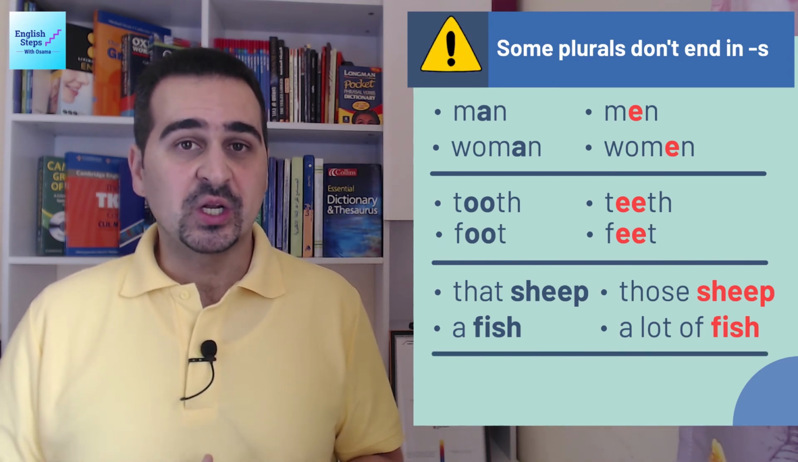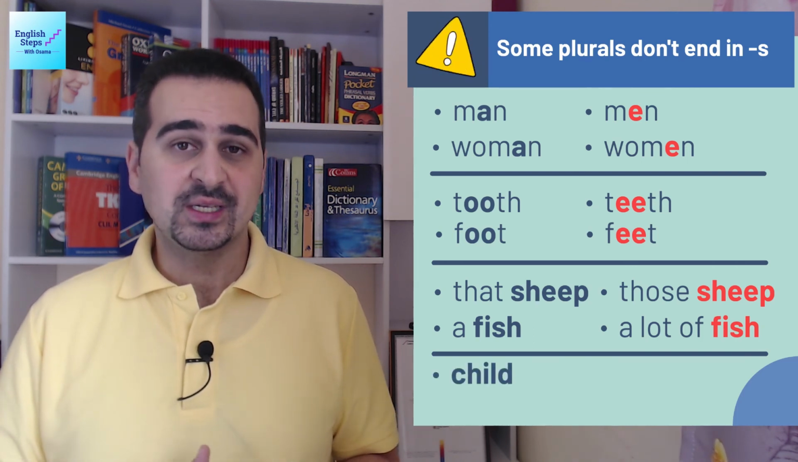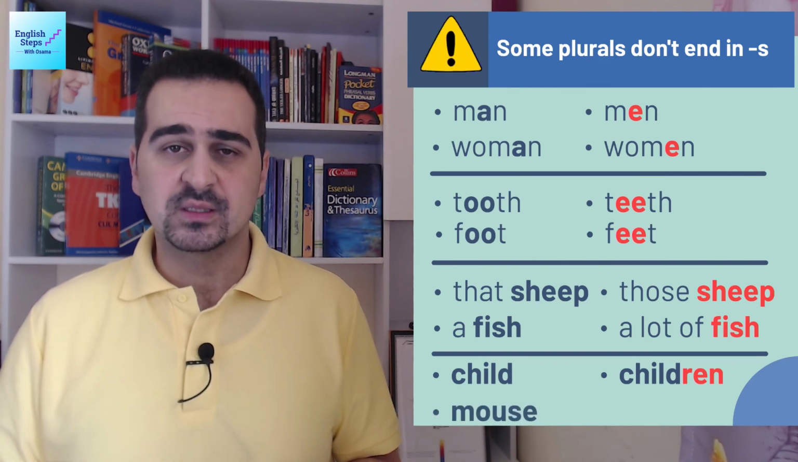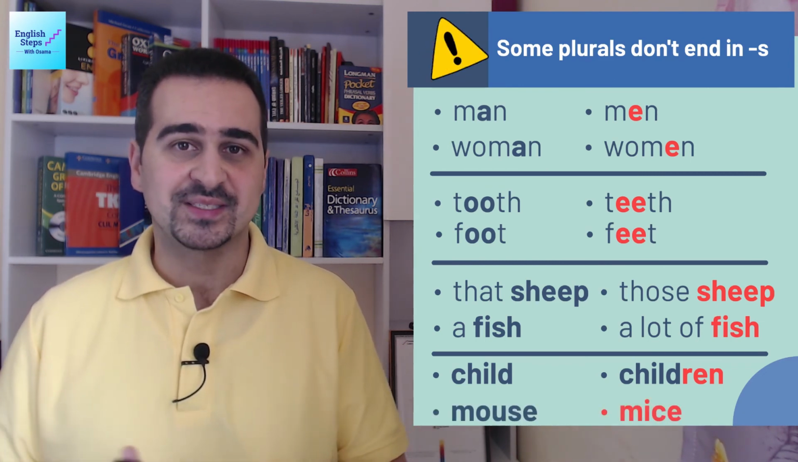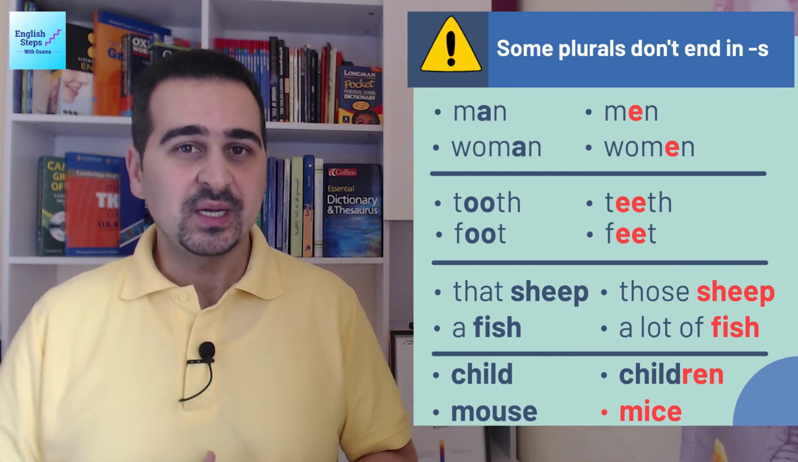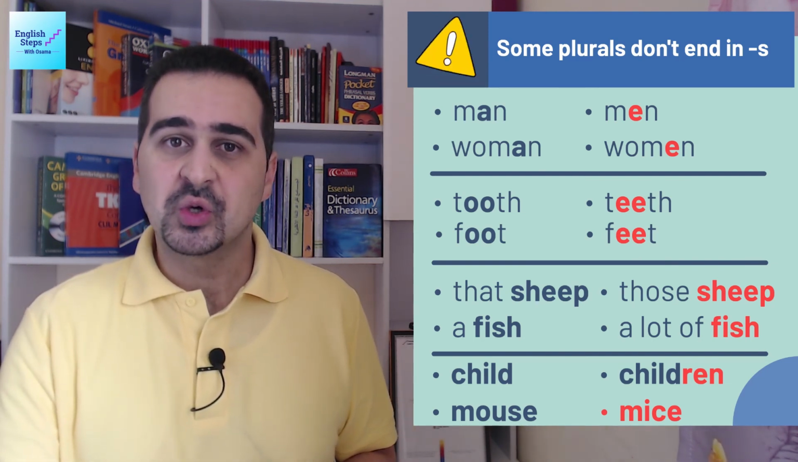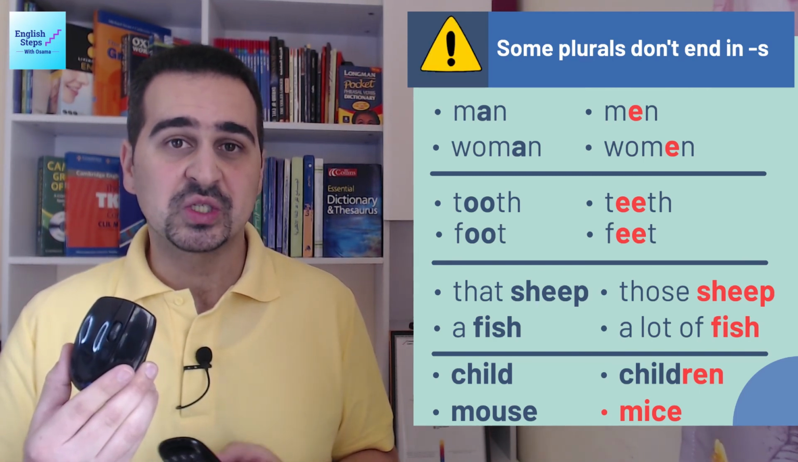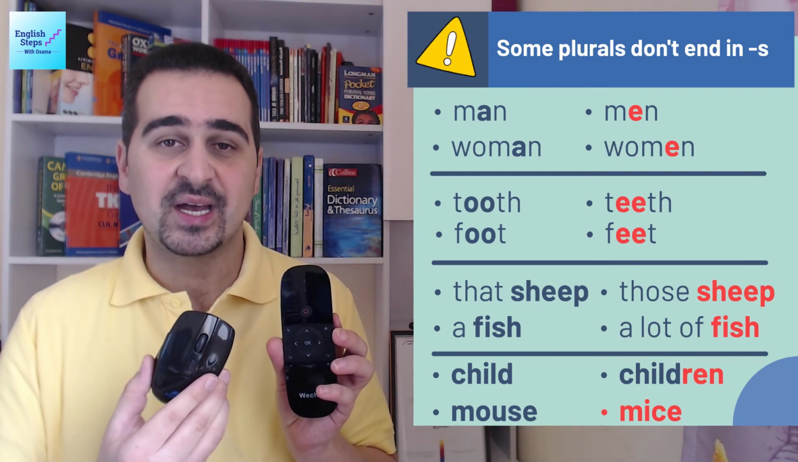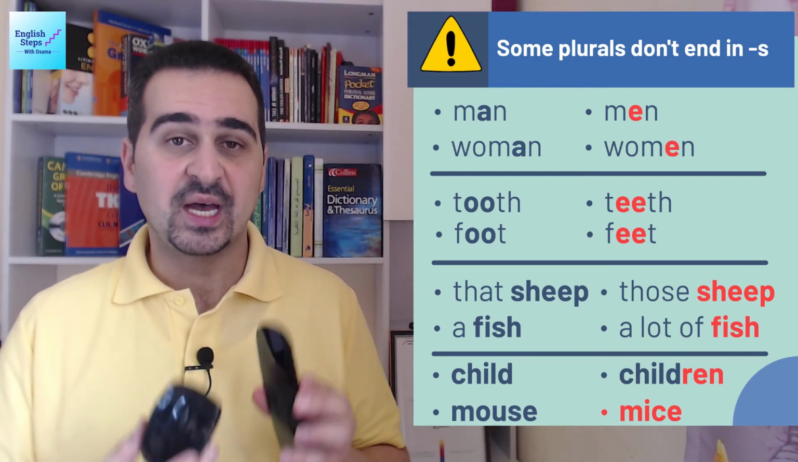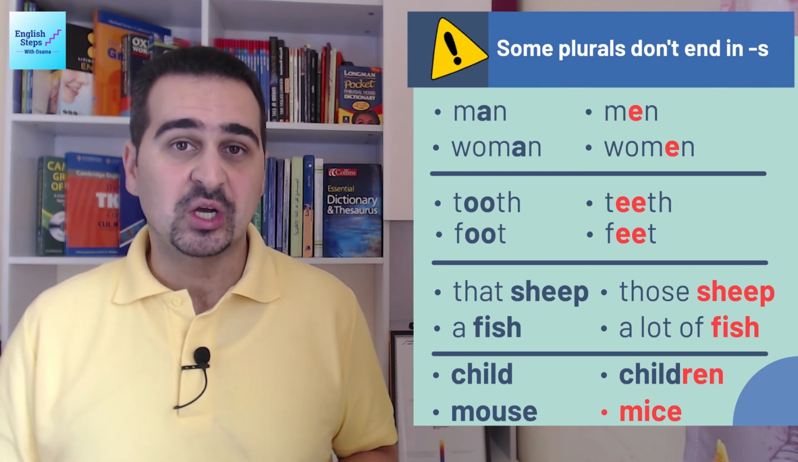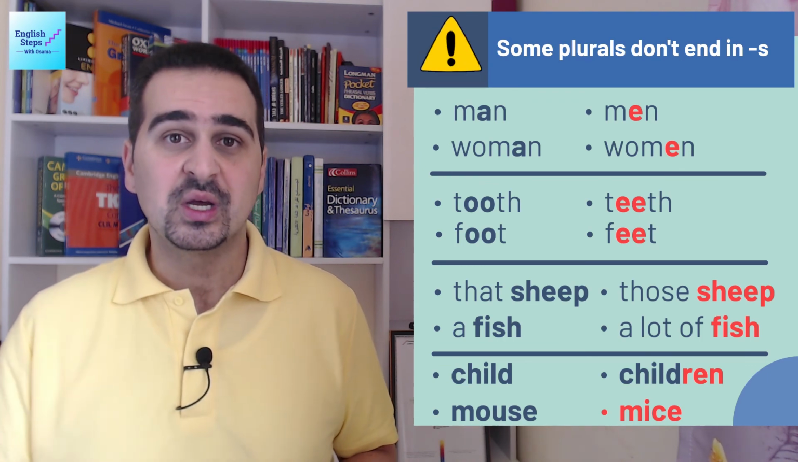Another example about irregular cases, the word child. Child as a singular becomes children as a plural. Also the word mouse is changed into mice. But let me tell you a secret here. If you are talking about the mouse that you use with your computer, in this case I cannot say I have 2 mice. I say I have 2 mouses. I say mice only when I talk about the animal itself. But if you are talking about the mouse you use with your computer, we say mouses, not mice.